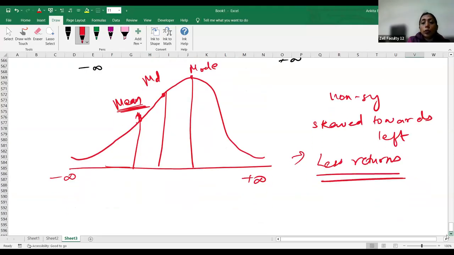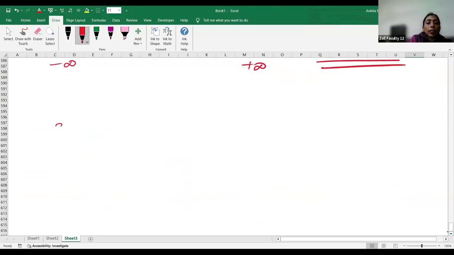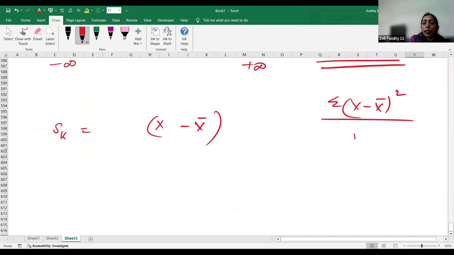Okay. So skewness, like standard deviation, is calculated starting from x minus x bar. First, you calculate the deviation. Now, in standard deviation, what did you do? You squared the deviation, totaled it, divided by n minus 1, and square rooted it to get the standard deviation.